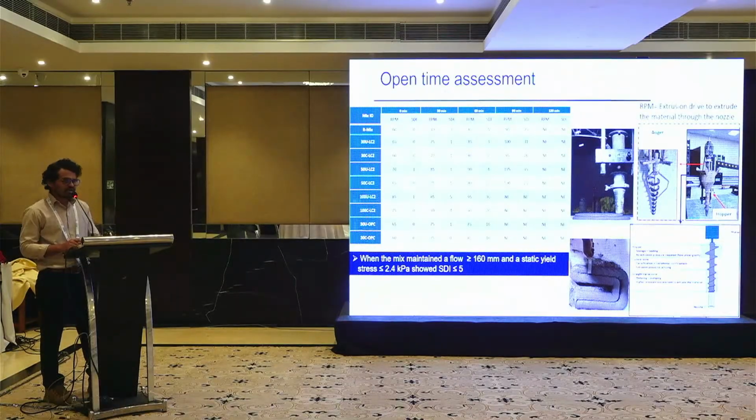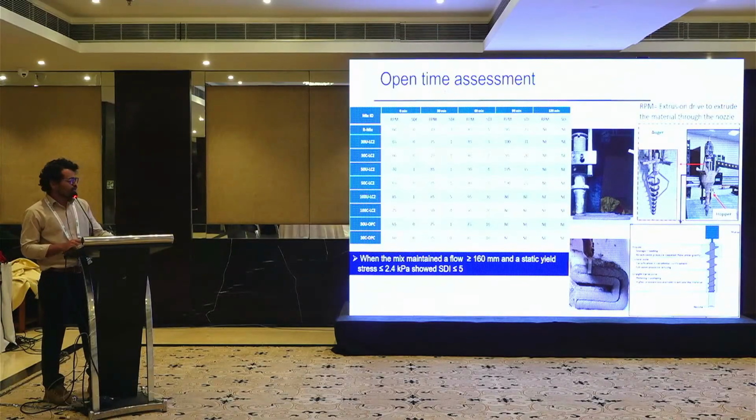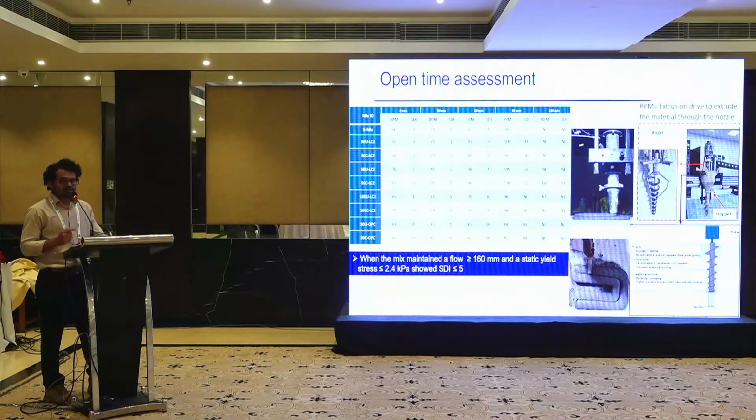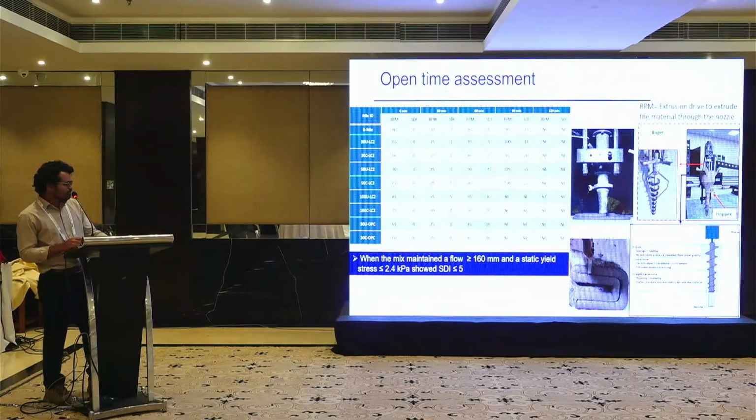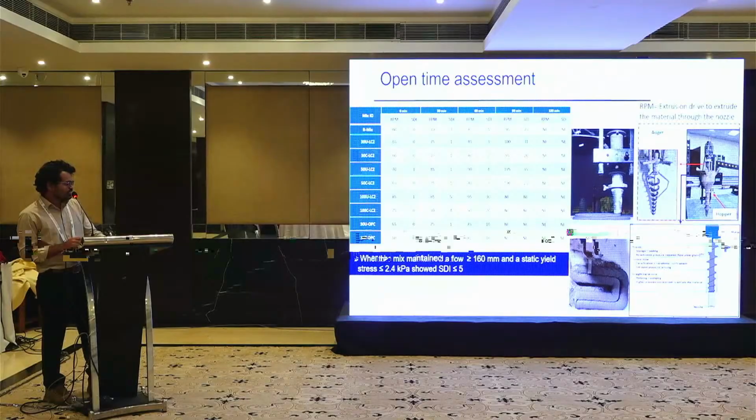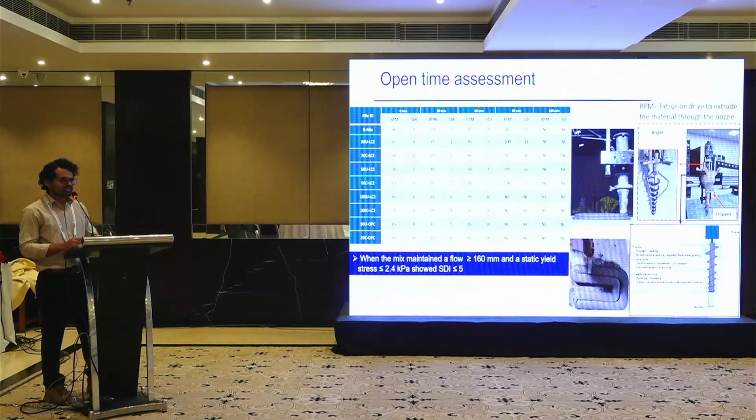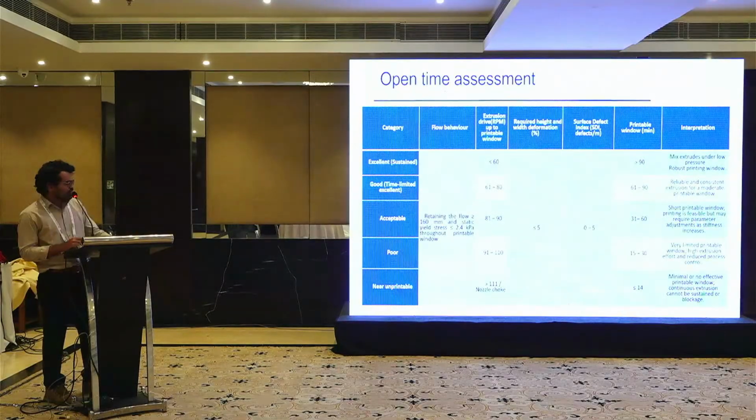The RPM is the amount of pressure to the extruder to extrude the material, that is to maintain the target layer dimension. The surface density index is the number of surface defects formed on the layers during printing that are more than 5 mm per total outer perimeter length of the specimen. So when it is maintained between 3 mm and the static yield stress less than 2.44, it shows surface defects less than 5 per parameter. I made this table.